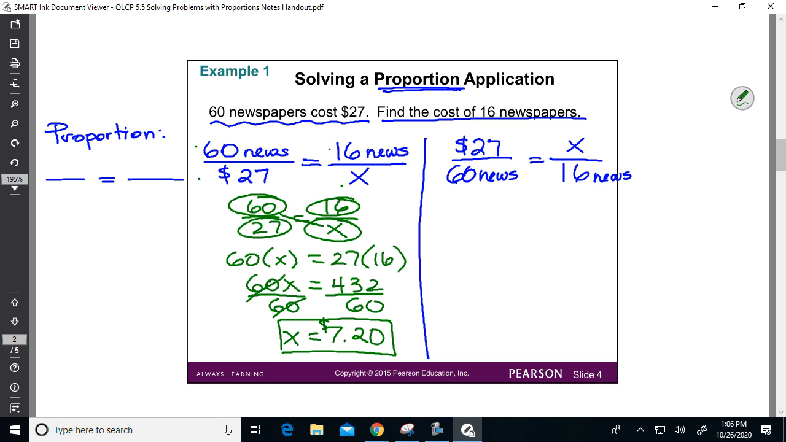You would get the exact same answer if you did it this way. 27 times 16 equals 60 times x. It's the exact same thing. Questions, example 1.